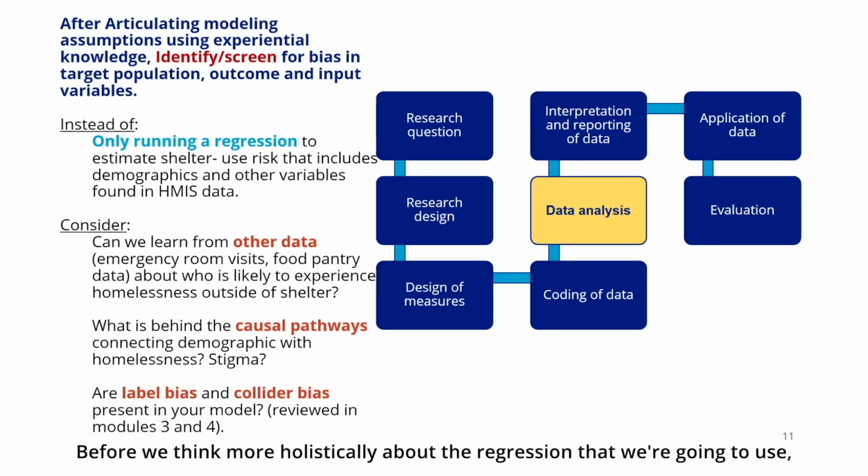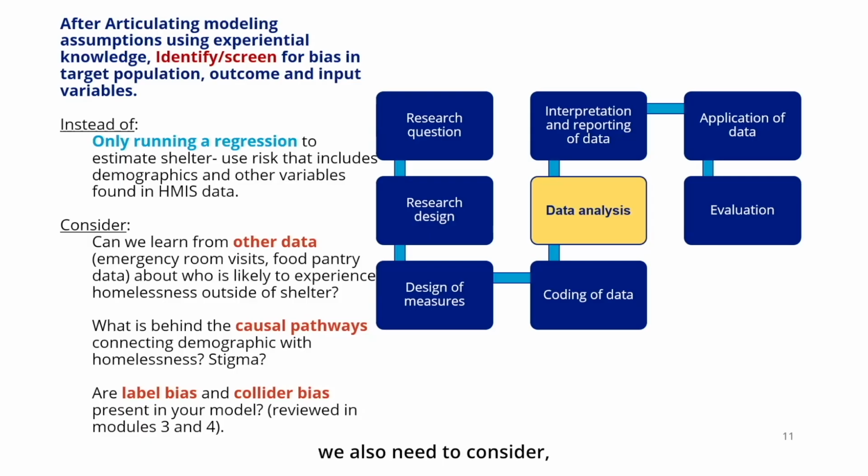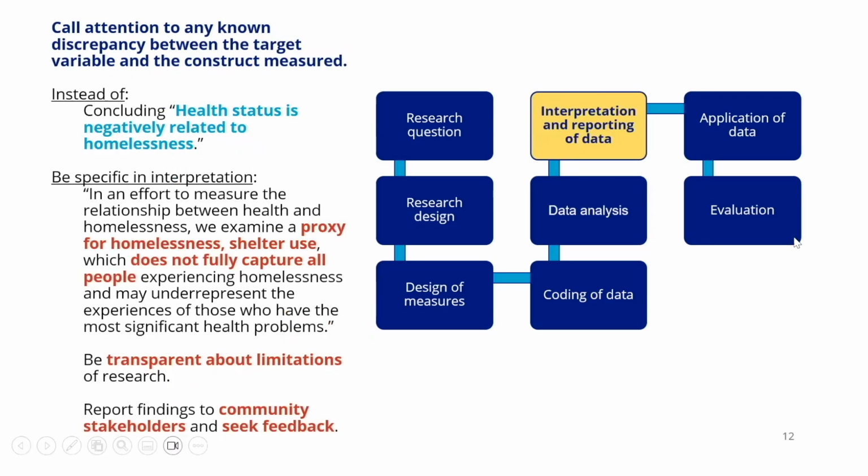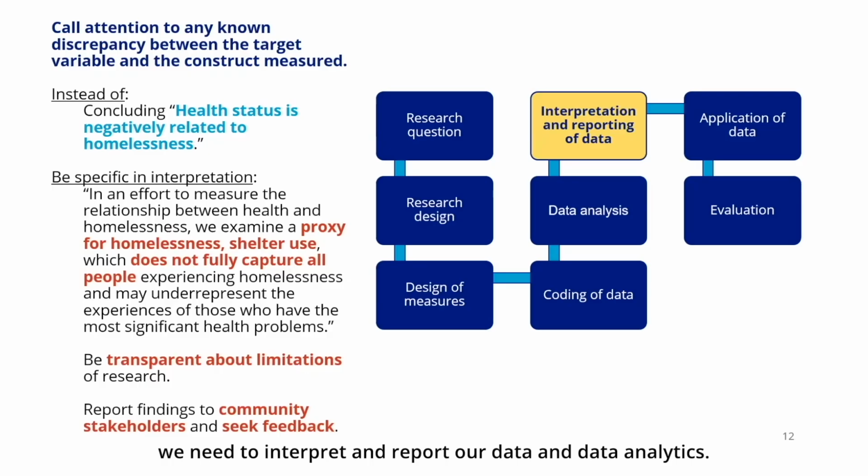Before we think more holistically about the regression that we're going to use, we also need to consider label bias and collider bias and make sure that we are specifying our regression in a way that responds to the research question that we care about. And these two types of biases were reviewed in modules 3 and 4. So after the data analysis, we need to interpret and report our data and data analytics.